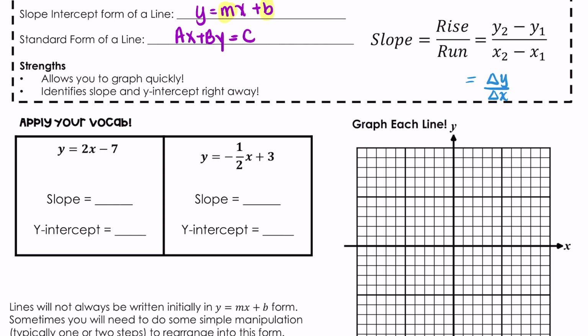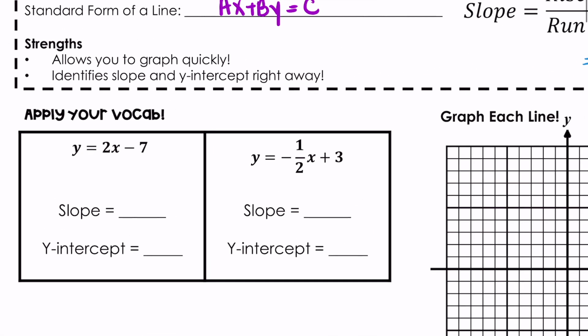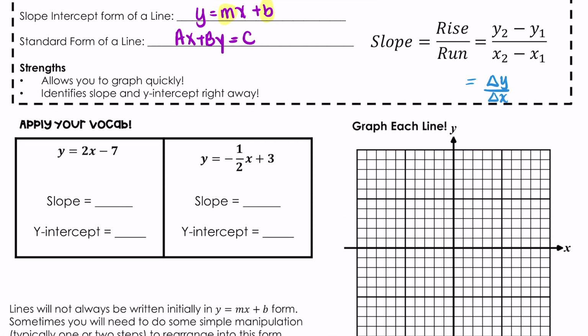If we have the equation y equals 2x minus 7, we want to identify our slope and our y-intercept. Remember what we said up here: the slope is always the number attached to our x value. So the number attached to x is a 2. And my y-intercept is a negative 7. We have to keep track of that sign. One thing I like to do whenever I have a whole number for slope is to put it over 1.